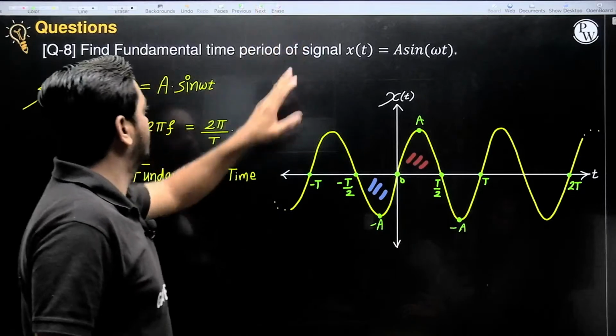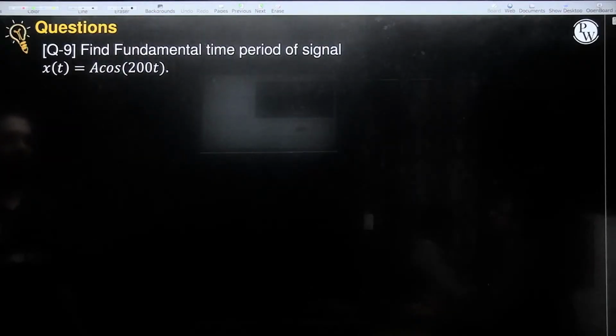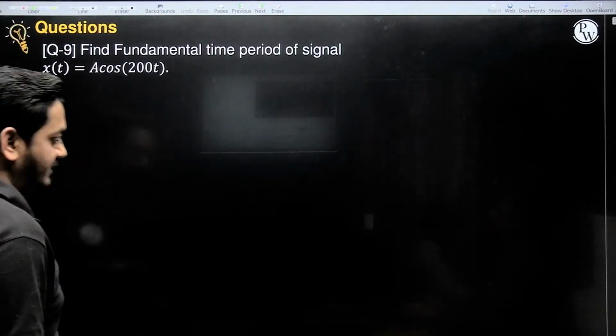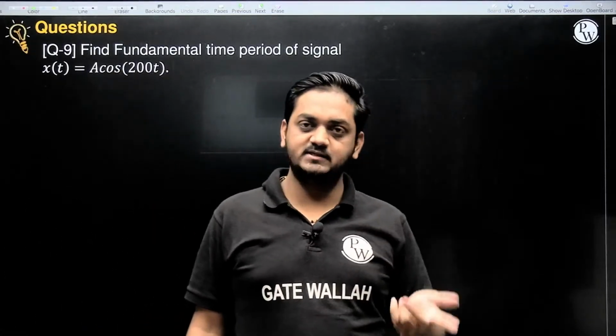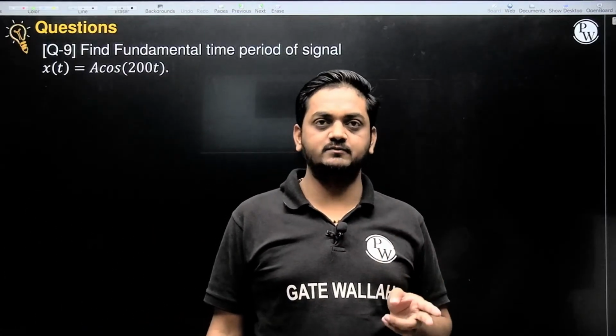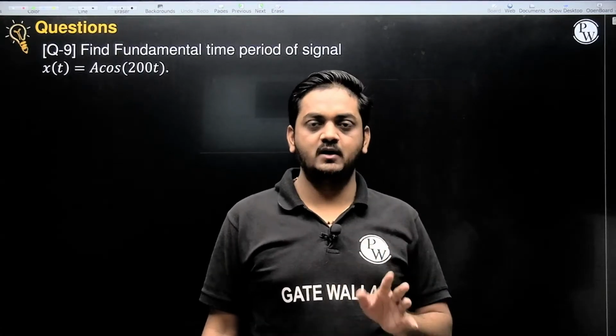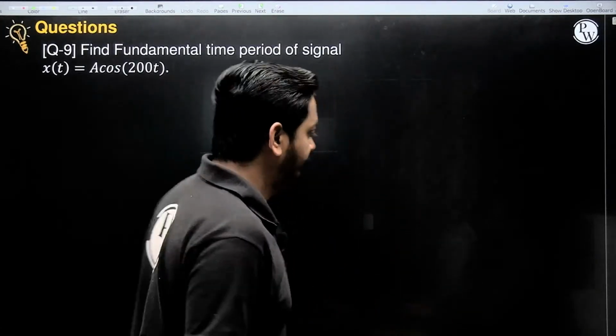Now let us solve some questions. Let us find the fundamental time period of a sinusoidal function. Sinusoidal function means it can be sine or it can be cos also. What is the difference between sine and cos? Only a phase shift of 90 degrees. Okay.